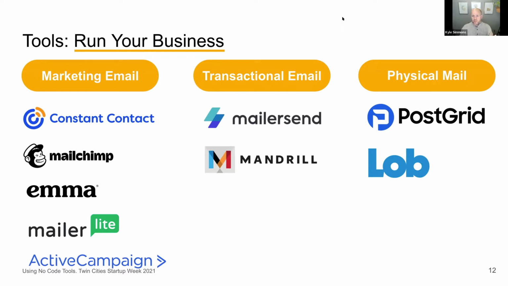And then physical mail. These are kind of interesting. If you want to send flyers in the mail, like actually send letters to people, you can trigger sending letters, whether it's a brochure or a receipt or a welcome package, whatever you want. You can actually trigger snail mail with NoCode tools. Two to look at there would be PostGrid and Lob. They would do the printing and drop ship or send your physical mail to people in an automated way.